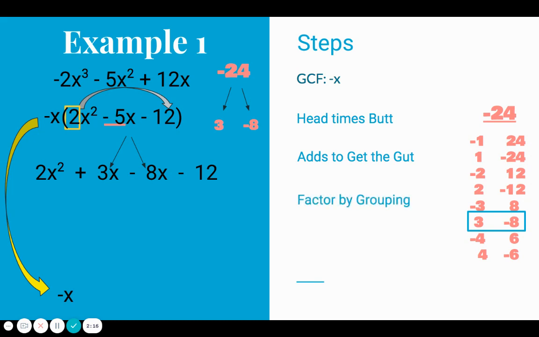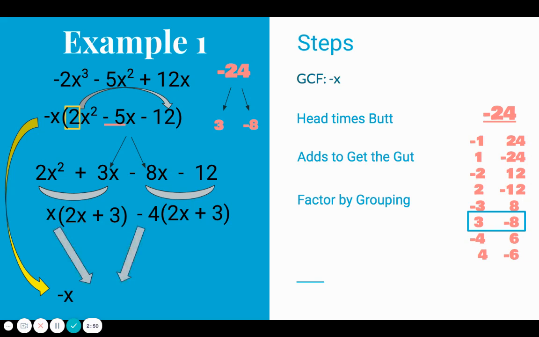Next, we factor by grouping. So we create our 2 groups and then factor out the greatest common factor from each group. From the first group, we can pull out an x from each term. That leaves behind 2x plus 3. From the second group, the GCF is negative 4. Notice that also leaves behind 2x plus 3.